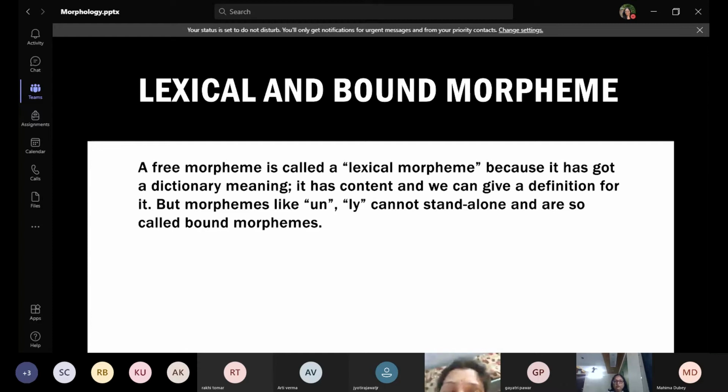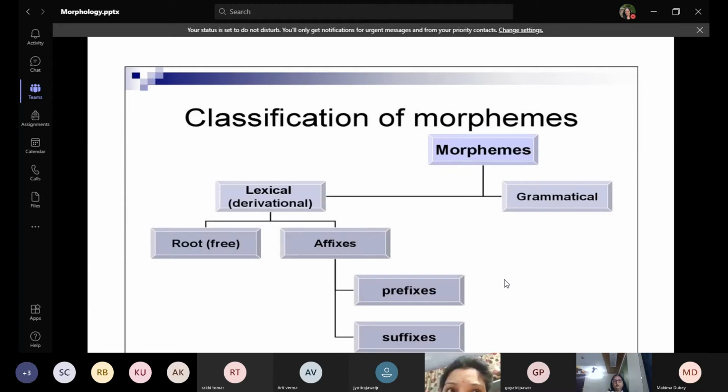So free morpheme or lexical morpheme, and then there is bound morpheme. They are further divided into classes. We shall discuss them later, but at present this is enough. Lexical or free, and bound. Now here see.